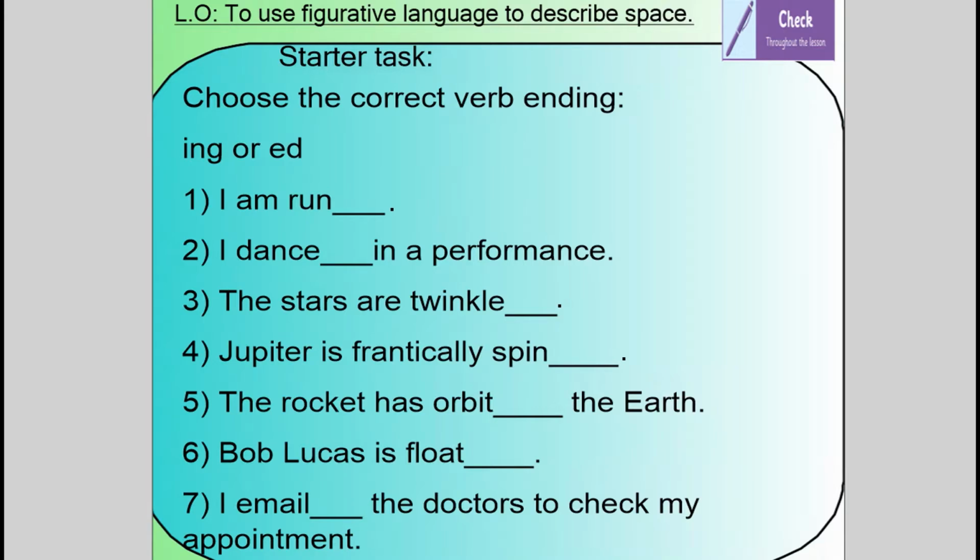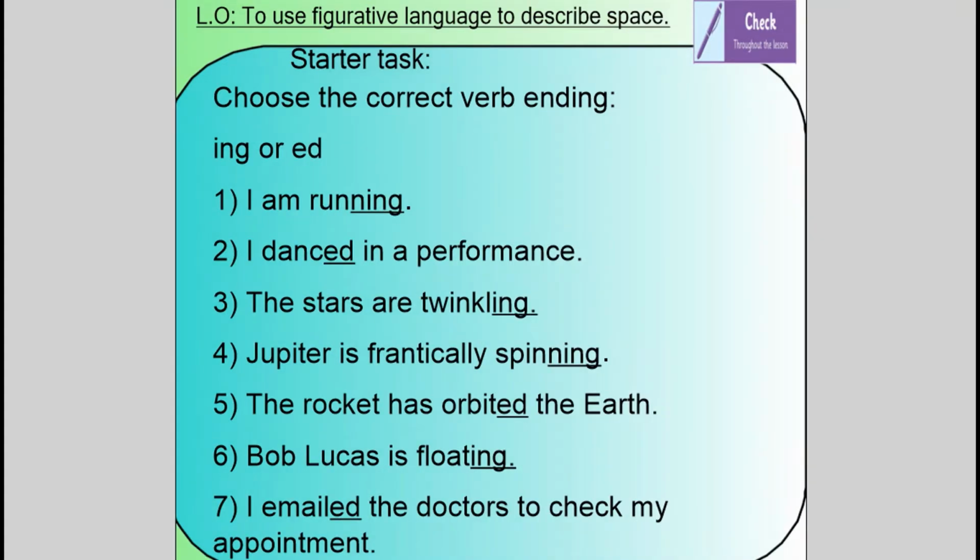Okay, welcome back. Hope you've had some time to finish these sentences off for me and place in the correct verb endings. And now it's time to check through. So the first one was I am running. I've doubled up the consonant, the N, and I've added the ing to the end. The second one, I danced in a performance. I've added the ed ending. The third one, the stars are twinkling. I've taken off the vowel E and added my ing, so I've dropped the E at ing.